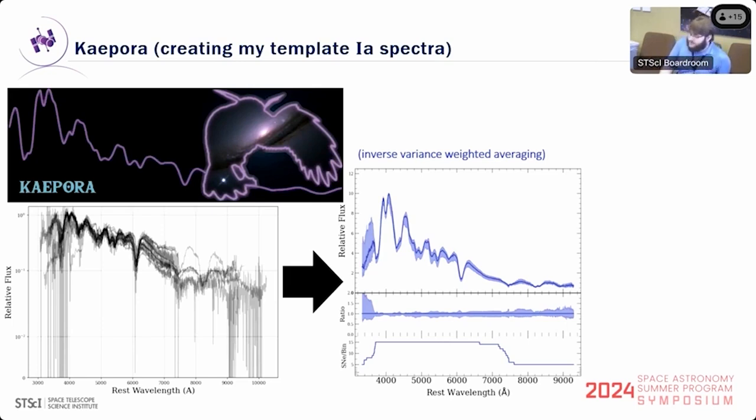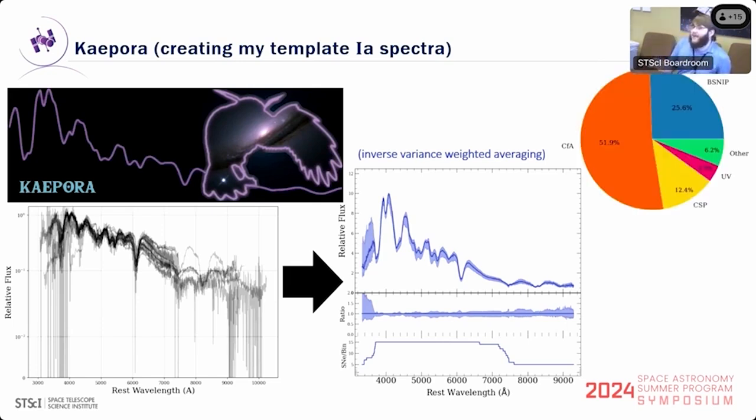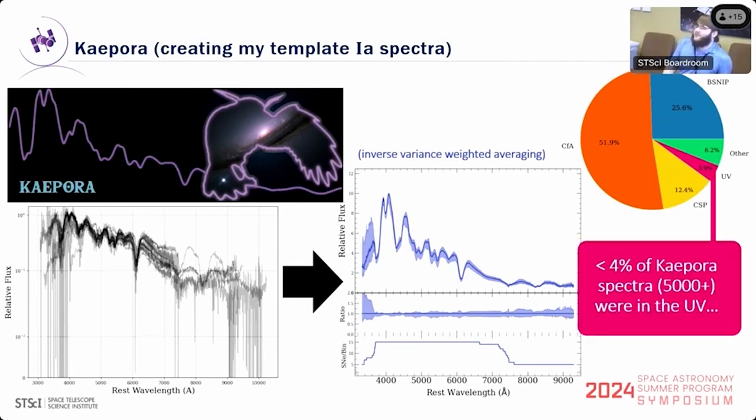The problem is that before I started this summer, Kapora had, so these are all the different sources that Kapora has in it, less than 4% of them in the UV. And as we're going to see later, that means the UV spectrum is a lot noisier and not as good compared to the optical. So we're going to fix that.